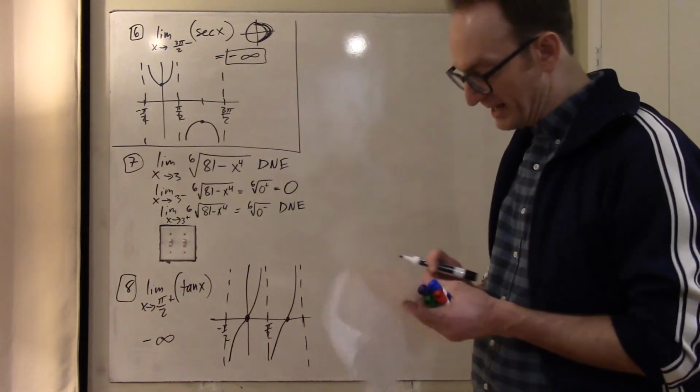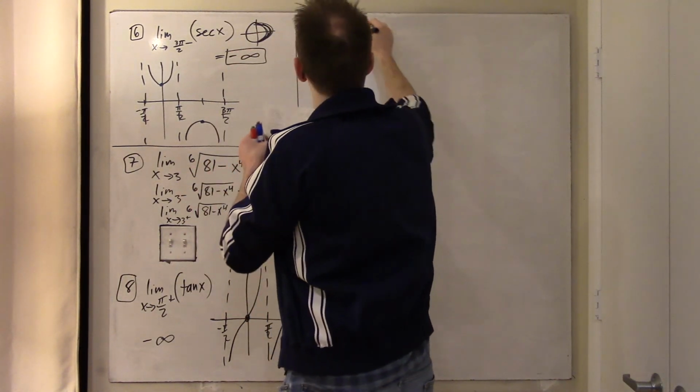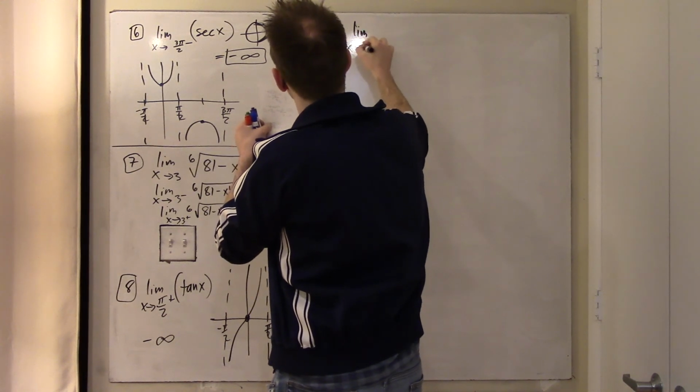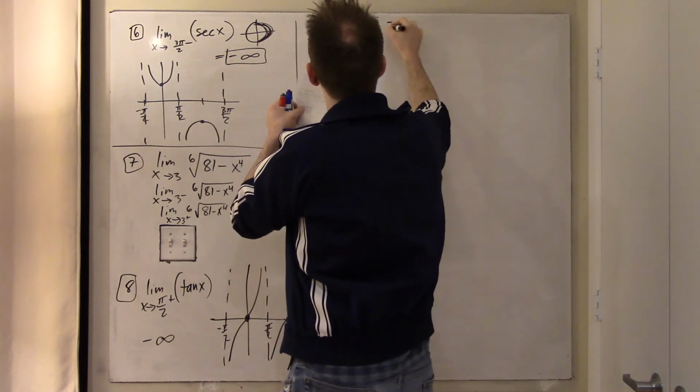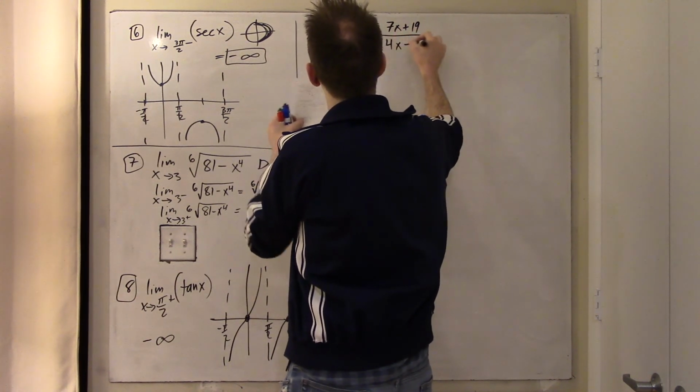Alright, good. More. 9. The limit as x approaches infinity of 7x plus 19 over 4x minus 3.